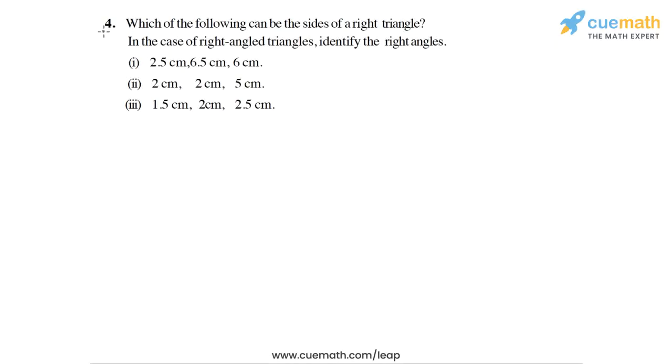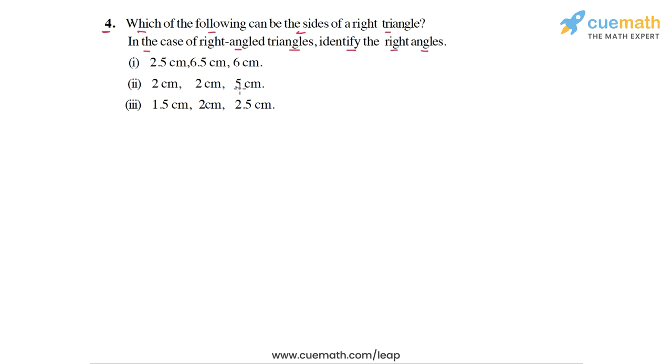In question 4 of this exercise, the problem statement says, which of the following can be the sides of a right triangle? And in the case of right angled triangles, identify the right angles. And then we are given 3 sets of lengths, and in each part we have 3 lengths, and we have to determine whether those can be the sides of a right triangle.